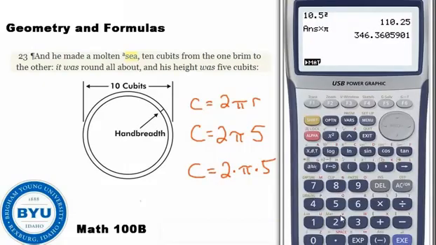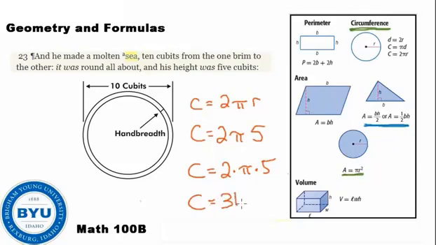And if we use our calculator, 2 times pi times 5, we would find out that the distance all the way around is 31.42. Now that's interesting because in the next verses in the Bible, it talks about the total distance all the way around. Let's take a look at it.